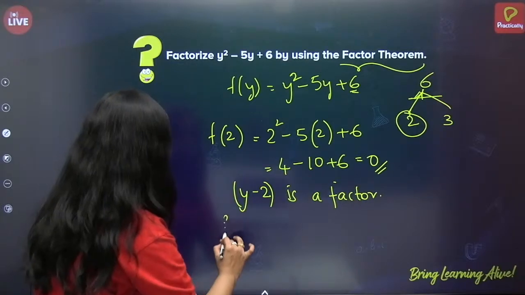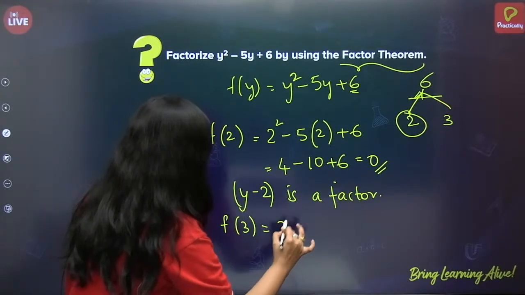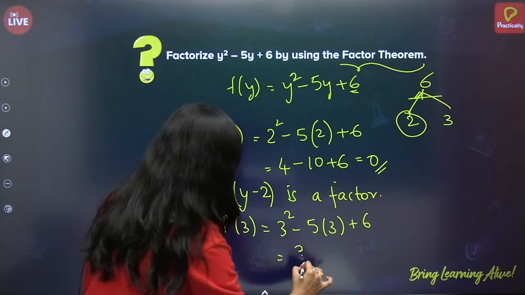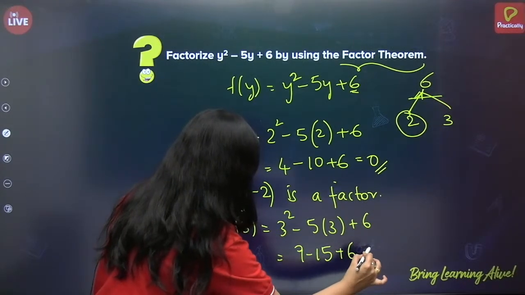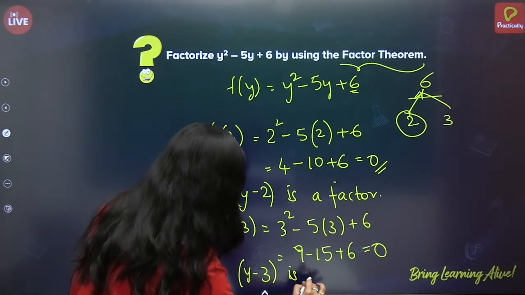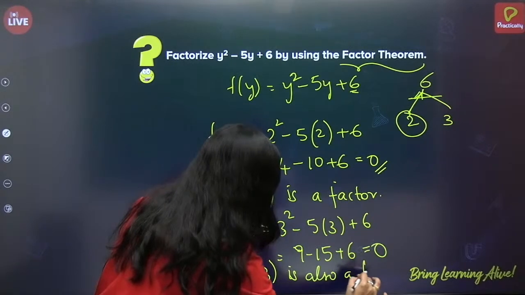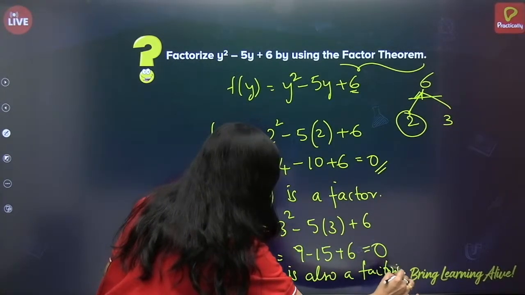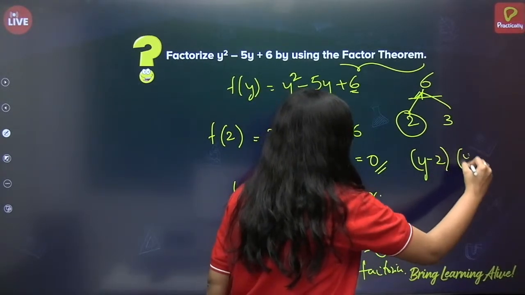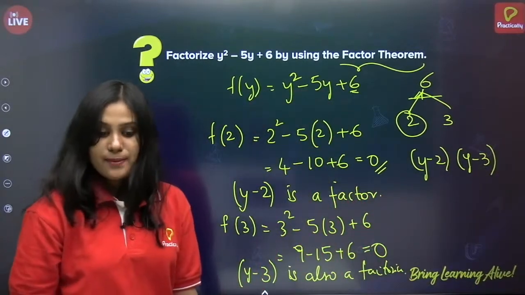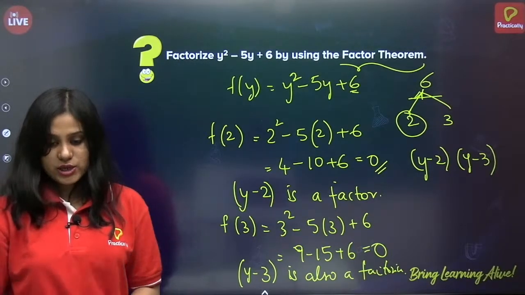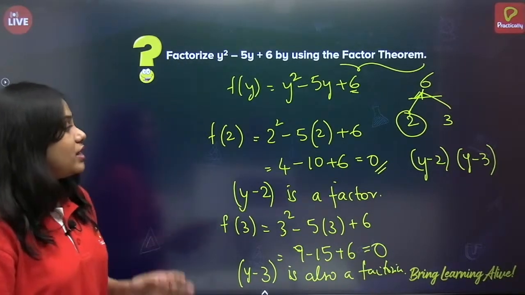Now 3 also you do. If f of 3, so 3 square minus 5 of 3 plus 6. So 9 minus 15 plus 6, yes it is 0. So yes, y minus 3 is also a factor. So how can we factorize it? We can factorize it as y minus 2 into y minus 3, not y plus 2. Alright, please check.